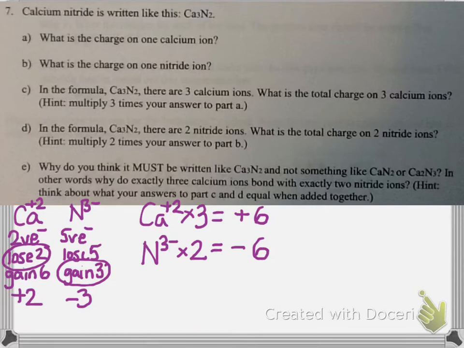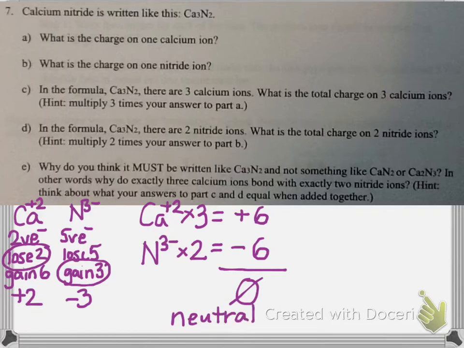Why do you think it must be written that Ca3N2 and not something like CaN2 or Ca2N3? In other words, why do exactly 3 calcium ions bond with exactly 2 nitride ions? Hint, think about what your answers to part C and D equal when they're added together. What happens when I add these together? I get no charge and I am neutral.